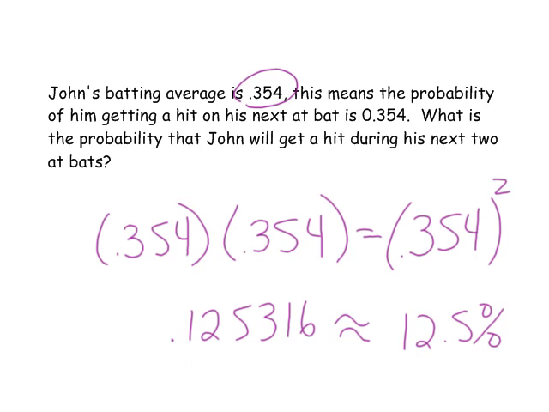What if we wanted him to miss? What would be the probability of him missing? Well, we know that these are complementary events. Hitting or not hitting, it's got to be one or the other. So if the probability that he hits is .354, if we do 1 minus .354, the probability of him missing is .646, and so we would just use that number instead.